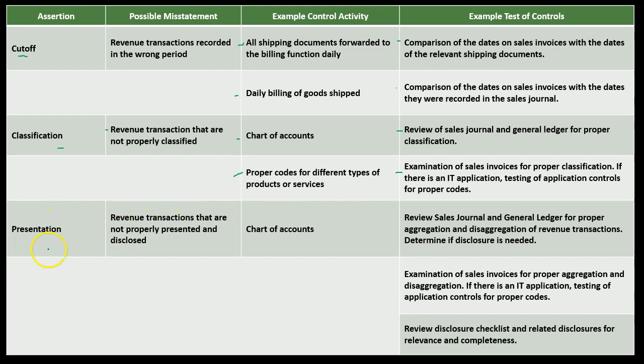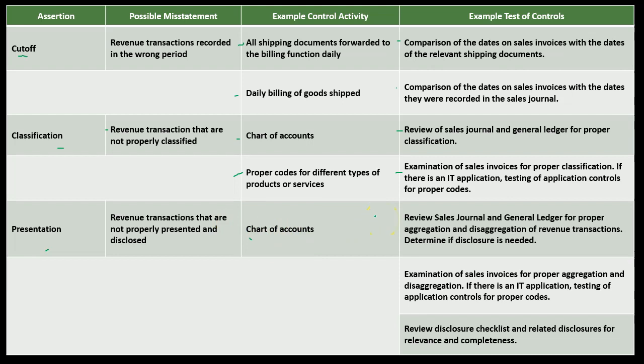Finally, last assertion, we have presentation. Presentation, what's the possible misstatement with relation to that assertion? Revenue transactions that are not properly presented and disclosed. What's the internal control to guard against that? A chart of accounts. How can we test that as an auditor?